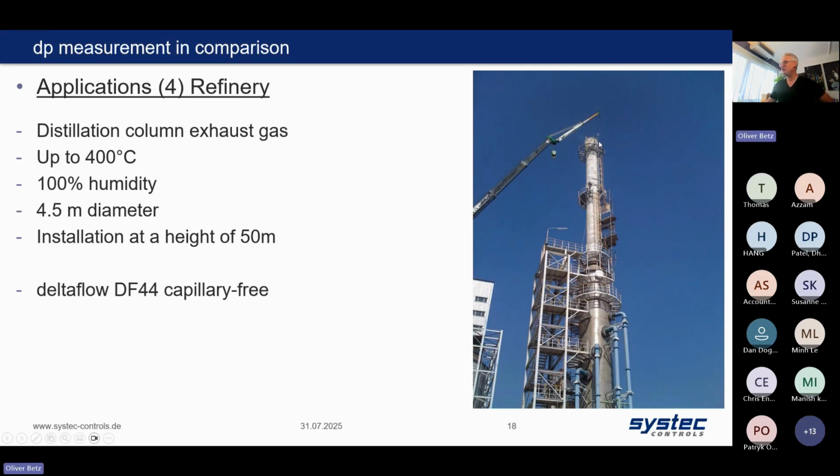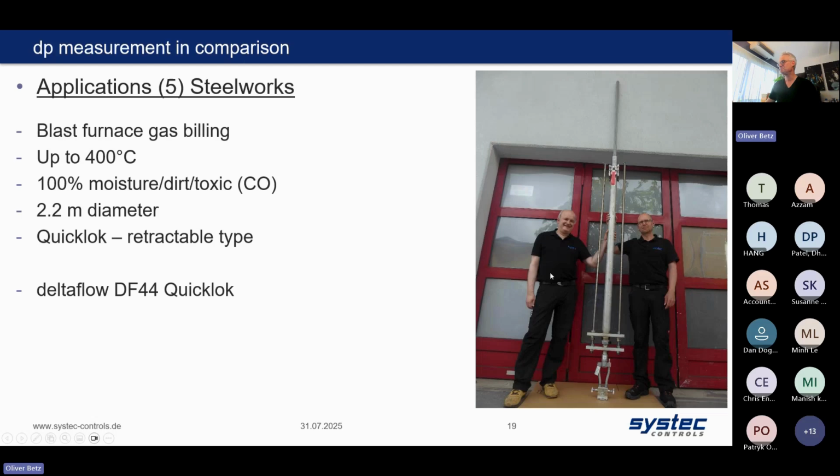Refinery installation of a Delta Flow in 50 meters height. As you can imagine, the Delta Flow, 400 degrees Celsius, 100% humidity, no problem for the Delta Flow. But this is 4.5 meter diameter, which means that installation here with the Delta Flow is much easier than if you install, let's say, a Venturi or something like that. So basically, the probe is perhaps 40, 50 kilos. So we had a crane here, but you could also pull it out with a rope or something like that. So installation costs are very low, and the probe is doing the job without any issues.